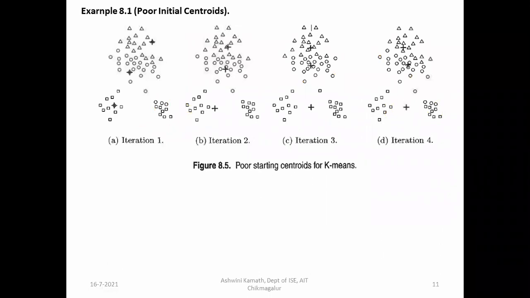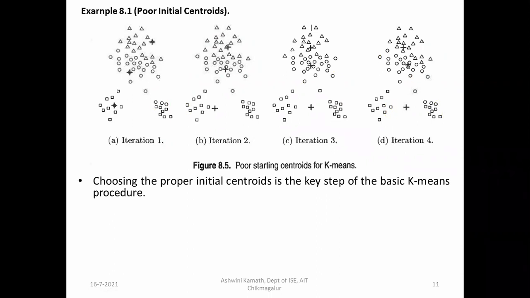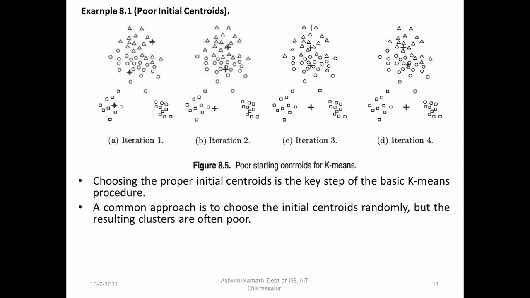So, poor initial centroids. You can notice that choosing the proper initial centroid is the key step of the basic K-means procedure. For the K-means algorithm to work correctly, we have to choose proper initial centroids. A common approach is to choose the initial centroids randomly, but when we choose them randomly, it may result in a poor cluster.